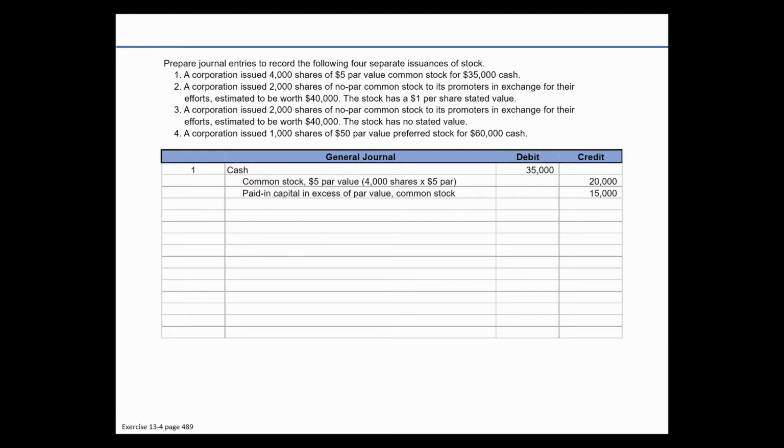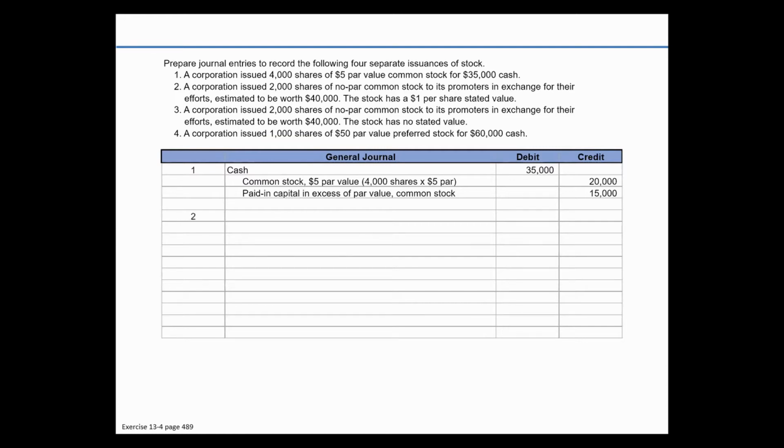And then we would credit the paid-in capital in excess of the par value of common stock for $15,000. Again, take 35, subtract 20 from it, and you're going to have 15,000 left. And so that would be the paid-in capital in excess of the par value.